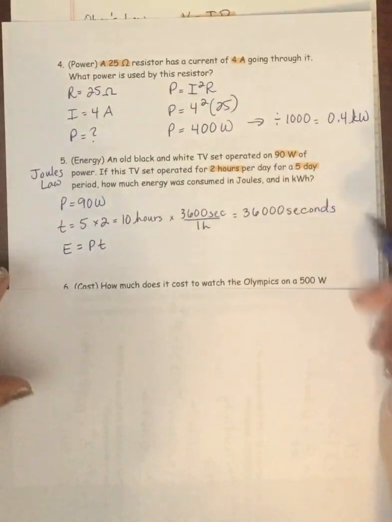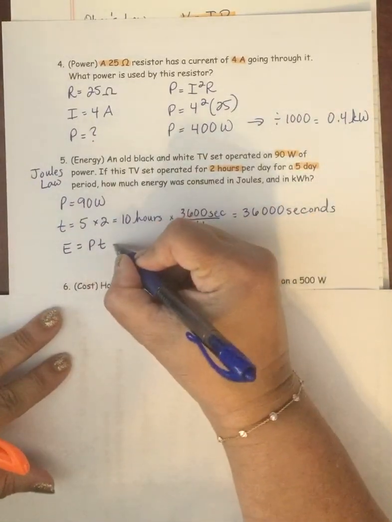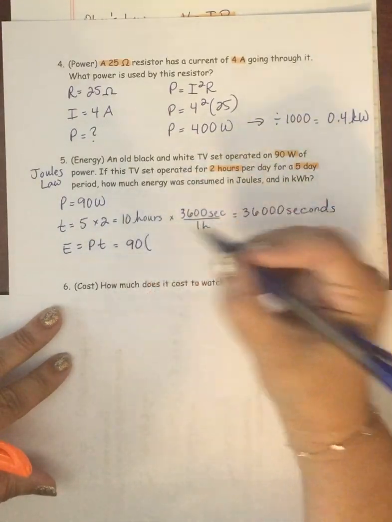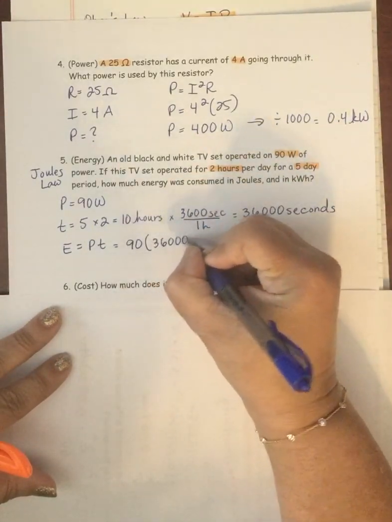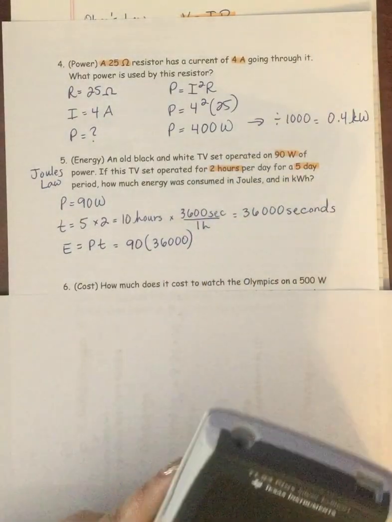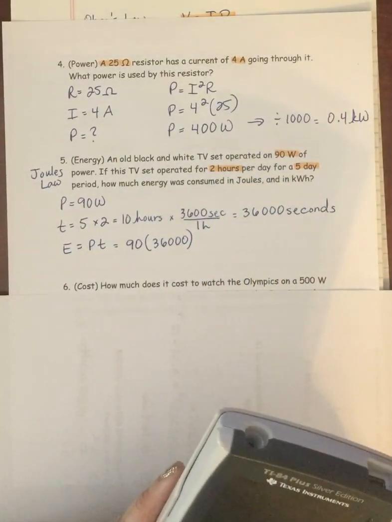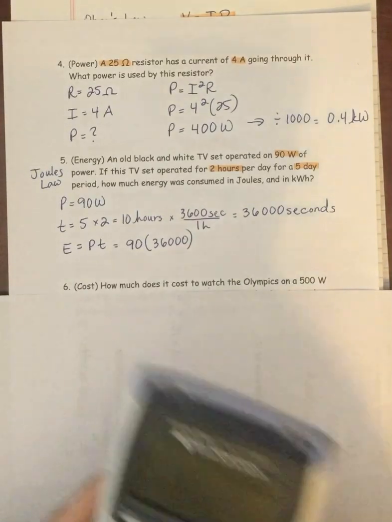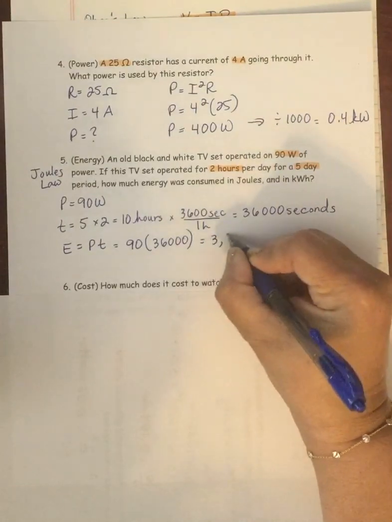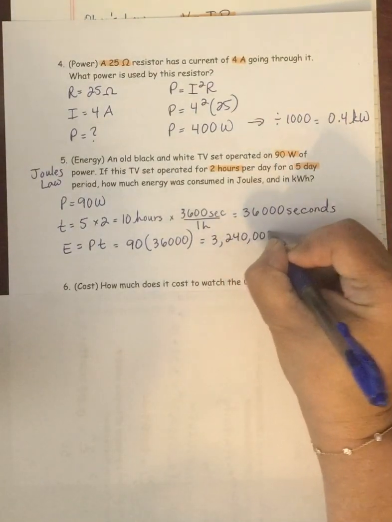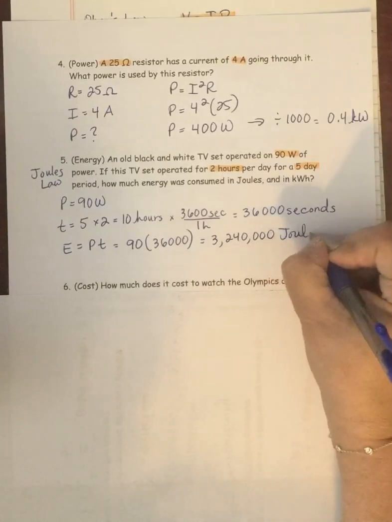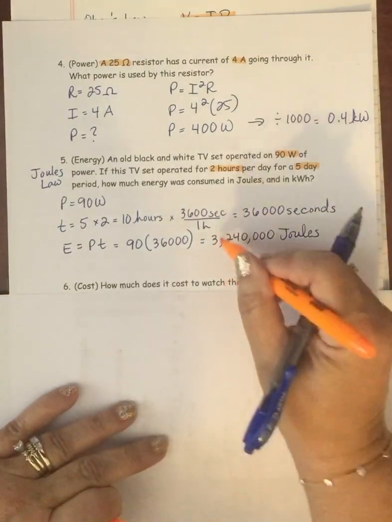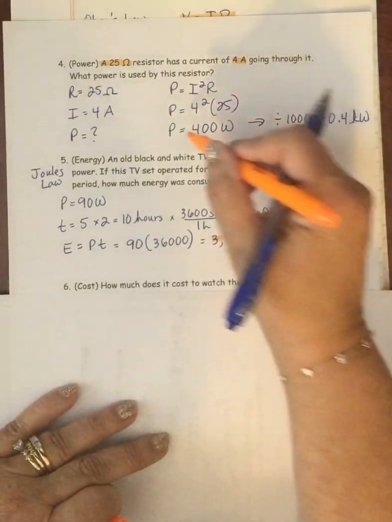So power was given to us as 90 watts. So if I take 90 and I multiply it times the time in seconds, 36,000, that will give me the energy in joules, which is the standard unit. And I get 3,240,000 joules. So that's the energy in joules. That answers part of the problem.